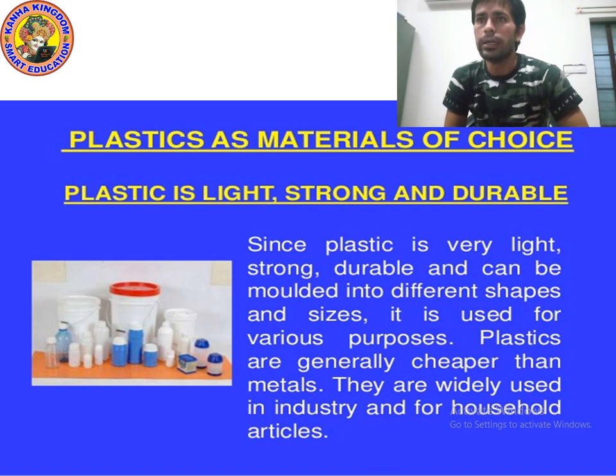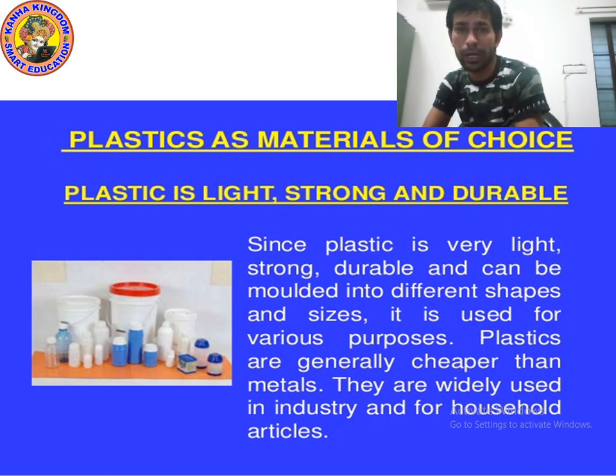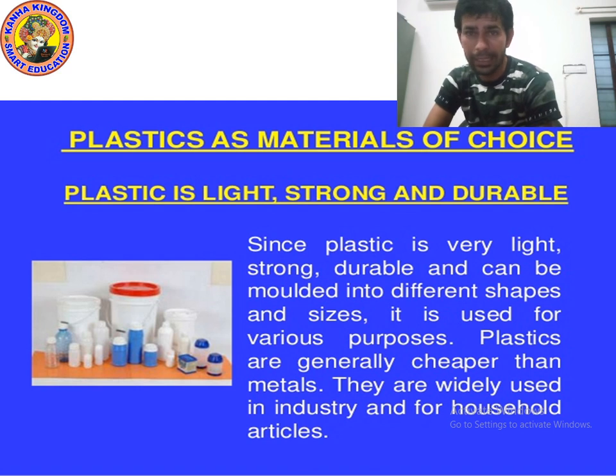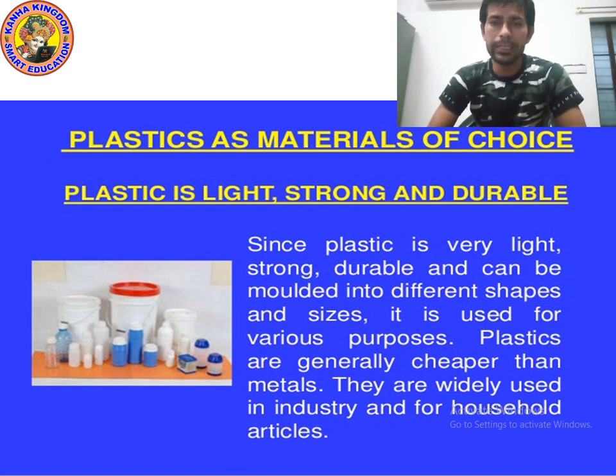Okay, it is used for various purposes. You can see in the picture, it is used to make many bottles, jars. Now the next point is, they are widely used in industry and household articles. Mainly plastic is used in industry, and second, it is used to make household articles. Many household articles are made of plastic. Please write down, I am giving you 10 seconds.